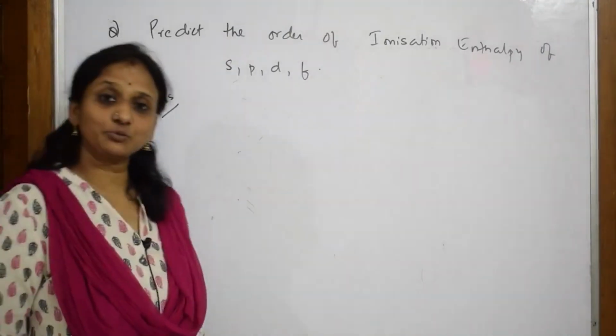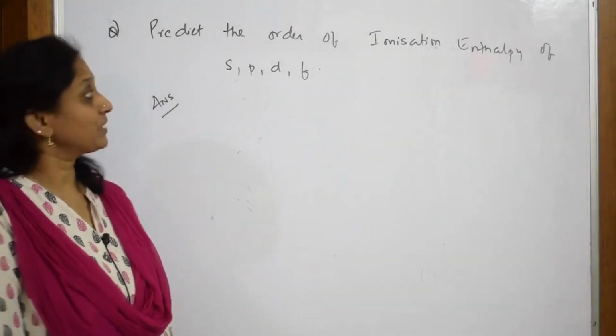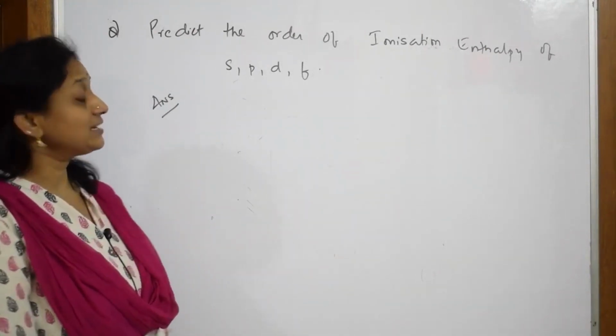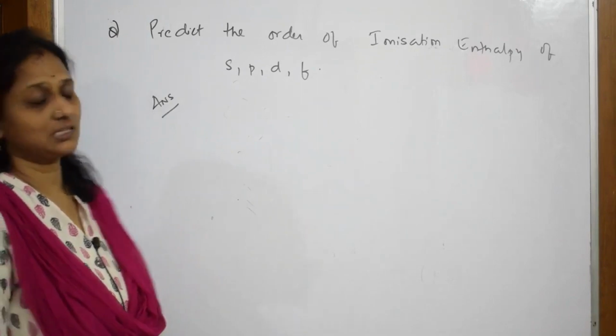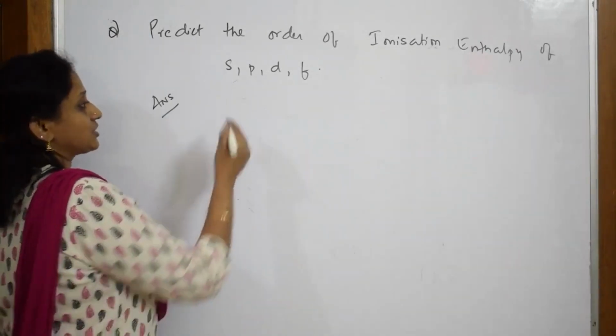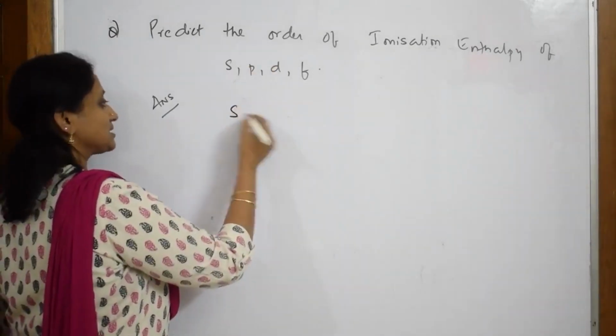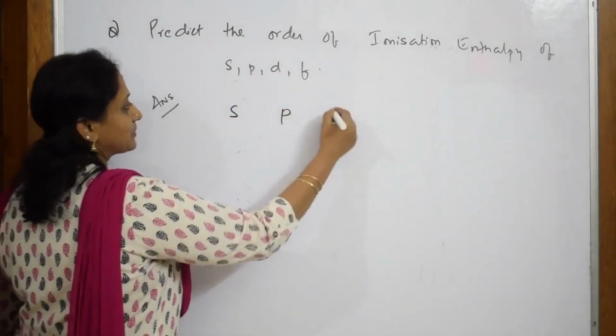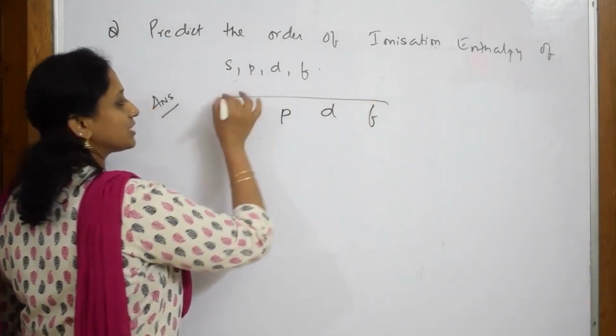Right. Now let's see one more question based on ionization enthalpy. What did they give me? Predict the order of ionization enthalpy of s, p, d, f orbitals. Simple. Whenever I have to write the s, p, d, f order, just compare s, p, d and f. So I have to write the order.